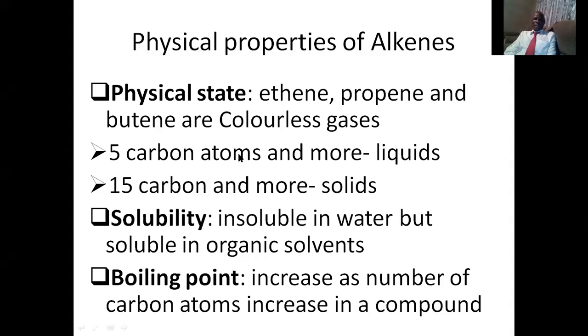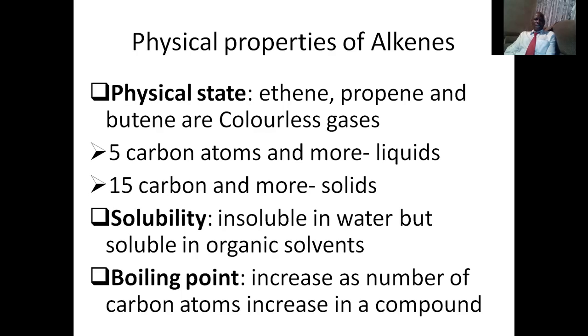We'll start by looking at the physical properties of alkenes. Basically, ethene, propene, and butene, when you look at their physical state, are colorless gases. The alkenes with very few carbon atoms are gaseous, while those with carbon atoms from 5 up to 14 are liquids, while those with more carbons, starting from 15 and more, become solids. So that is the state of alkenes.